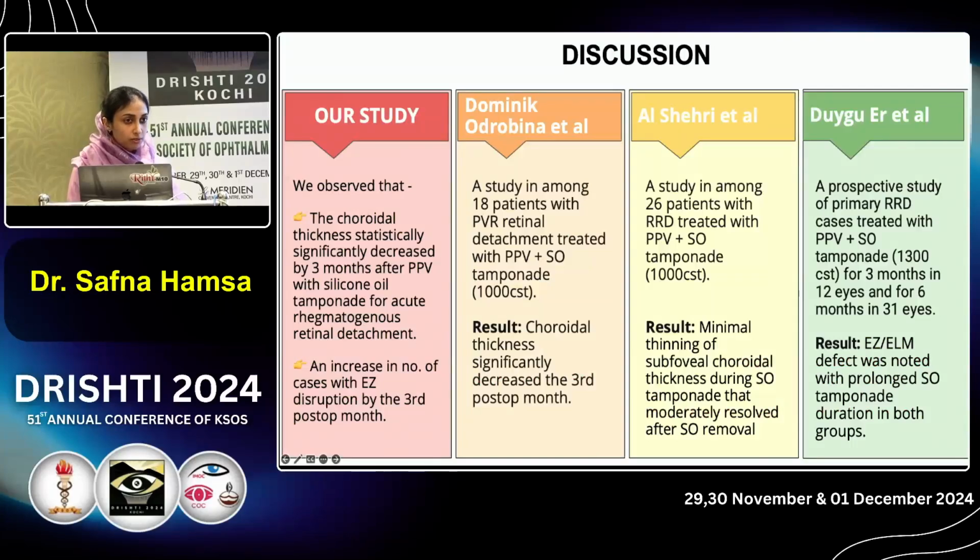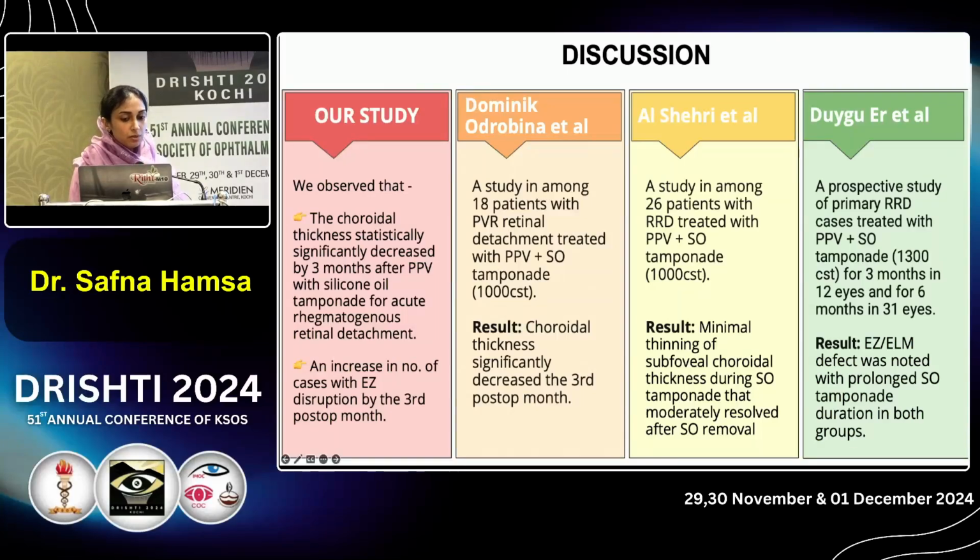So, we observed that the choroidal thickness had reduced by the 3rd post-op month, which was statistically significant, and our finding was consistent with 2 similar studies that used 1000 centistokes of silicone oil tamponade. First one by Dominic Odrobina et al. in 18 patients with PVR retinal detachment, and the other study was by Al-Shehri et al. in 26 eyes with acute rhegmatogenous retinal detachment.